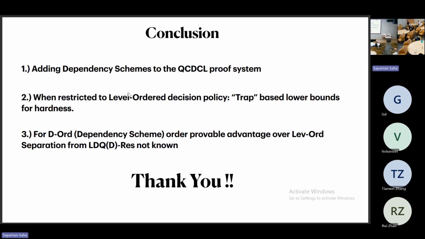I'll conclude by saying we studied adding dependency schemes to the QCDCL proof system. When restricted to level ordered, we see that basic trap-based lower bounds for hardness work, and adding dependency schemes fluctuates from giving strength to making it weaker. And then finally, we move to dependency schemes in dependency order, and they are provably at least stronger than level ordered systems, but we're still working on exactly characterizing the strength as compared to long distance resolution.